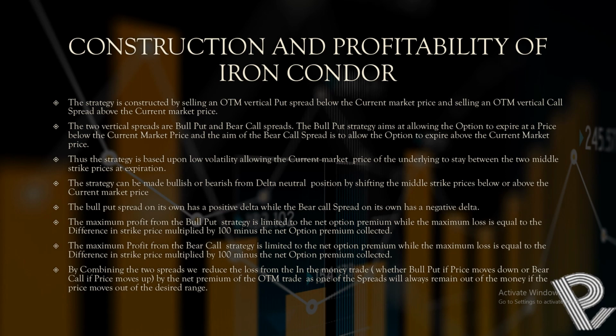The maximum profit from the bear call strategy is limited to the net option premium, while the maximum loss is equal to the difference in strike price multiplied by 100 minus the net option premium collected. By combining the two spreads, we reduce the loss from the in-the-money trade, whether bull put if price moves down or bear call if the price moves up, by the net premium of the OTM trade, as one of the spreads will always remain out of the money if the price moves out of the desired range.